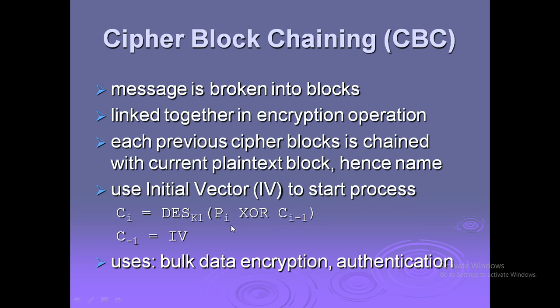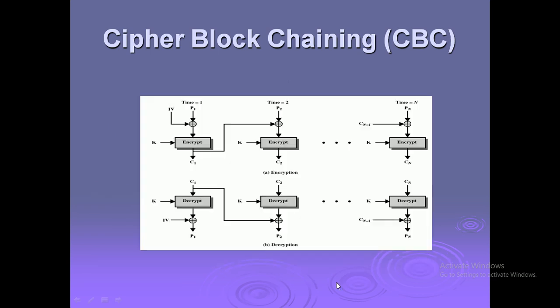The plain text Pi is XORed with the ciphertext of the previous stage, and then encrypted by using DES key K. We get a ciphertext, and this is the initial vector. The application of this mode is in block data encryption and authentication.